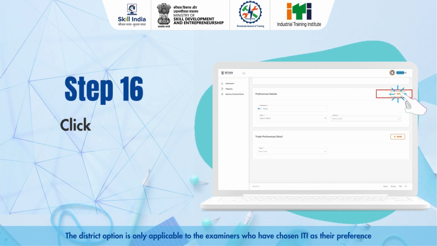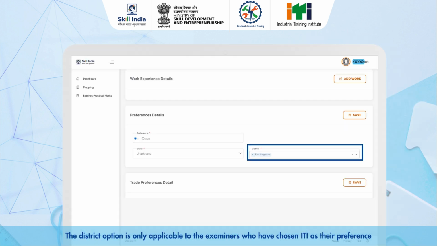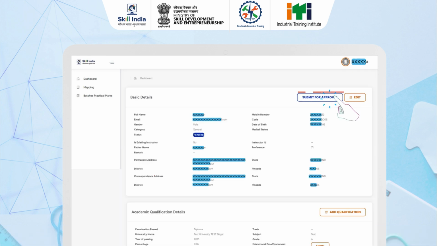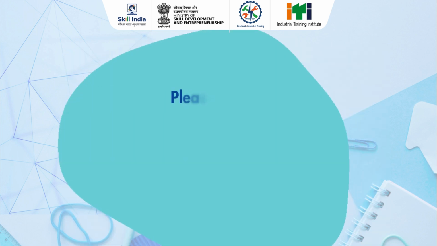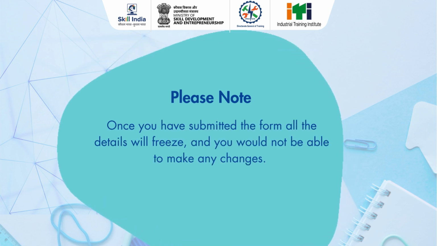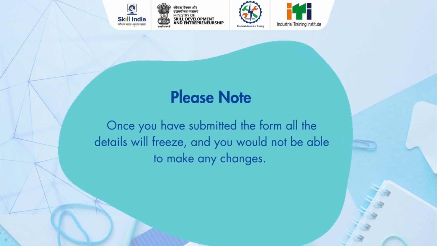Click on Save. This will add 1 district. Repeat the process to add 2 more districts. Once you have selected 3 districts and filled all the required information, click on the Submit for Approval button. Please note, once you have submitted the form, all the details will freeze and you would not be able to make any changes.